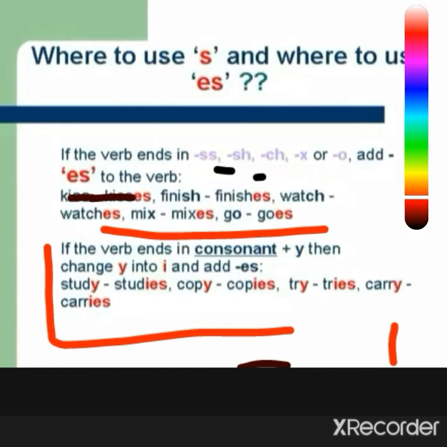There is one more indication, one more thing, about where to use i or ies. If the verb ends in consonant plus y, then change y into i and add es. For example, study will become studies, copy will become copies, try will become tries, carry will become carries.